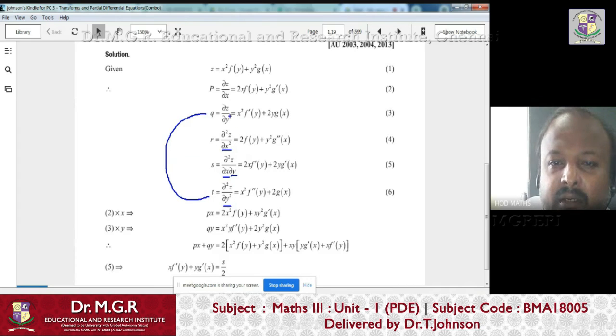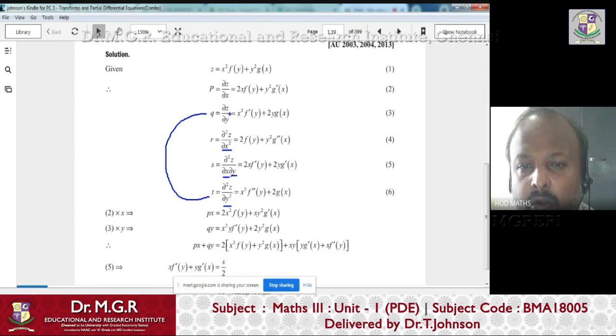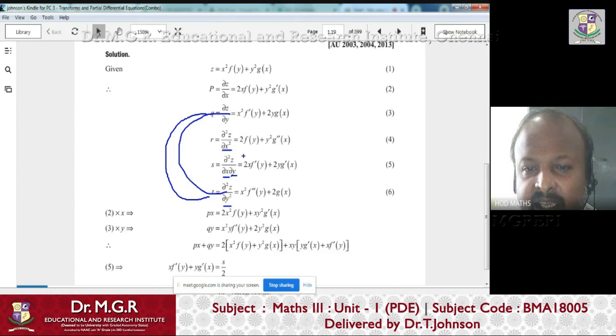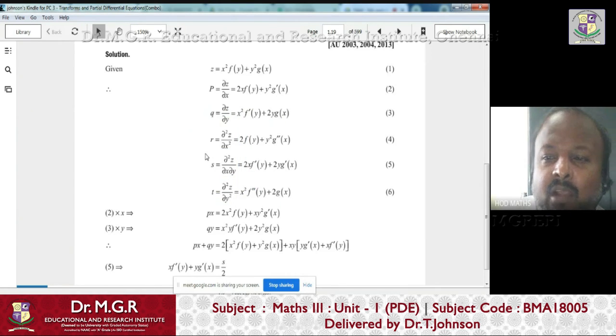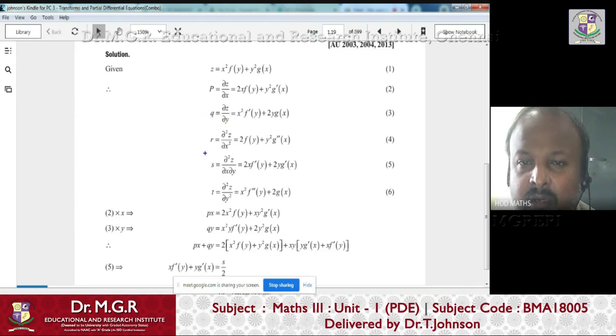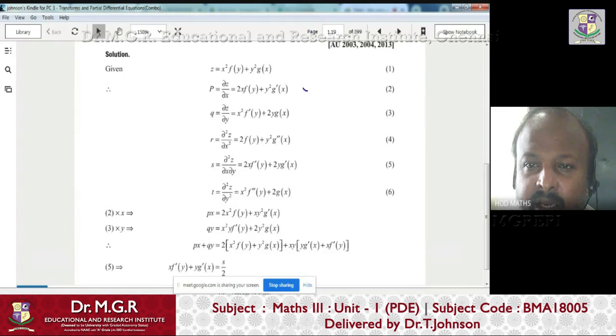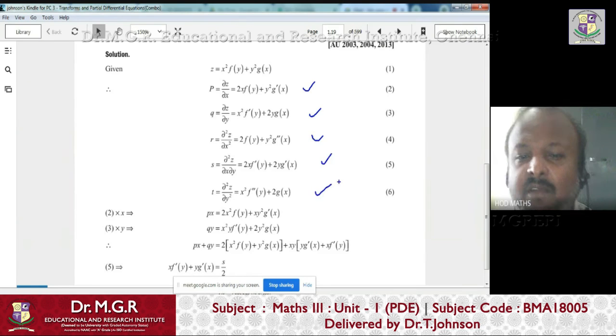So this becomes dou square z by dou y square, that becomes t, and x square is as it is because you are differentiating with respect to y. And f dash becomes f double dash, 2 as it is. Differential of y is 1, so this 2 into 1. G is also as it is because it is a function of x. So now we have 5 relations. What are the 5 relations? 1, 2, 3, 4, 5 relations we have.